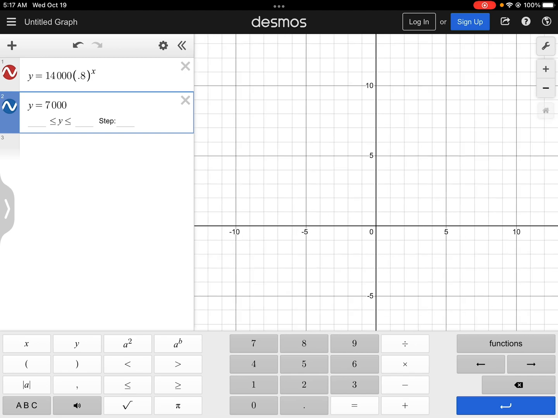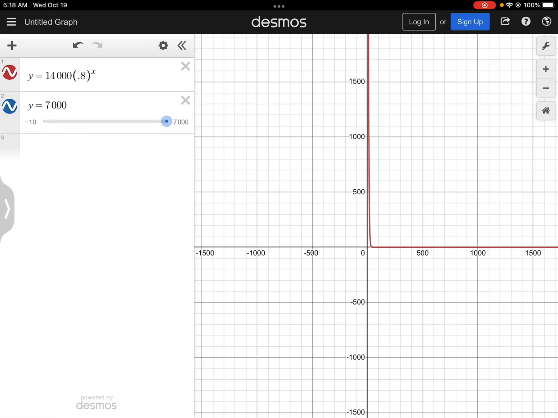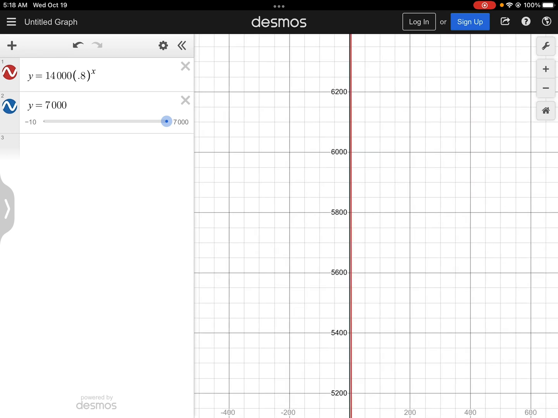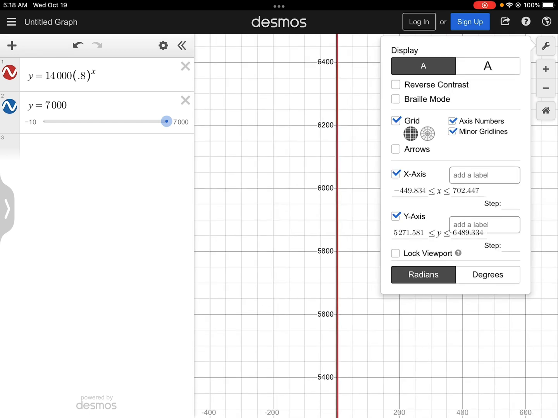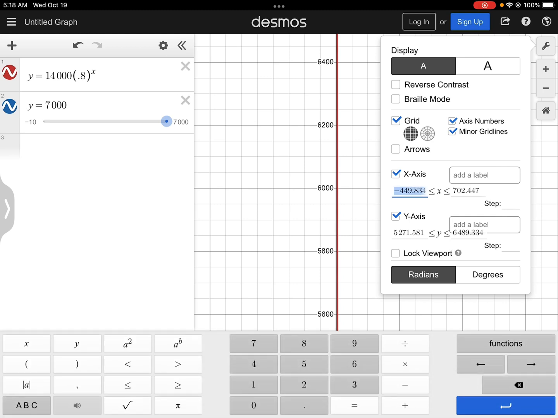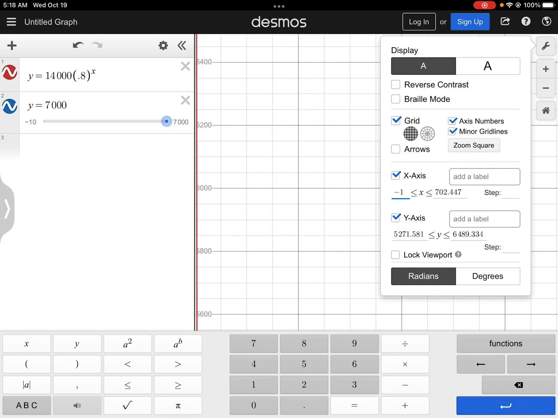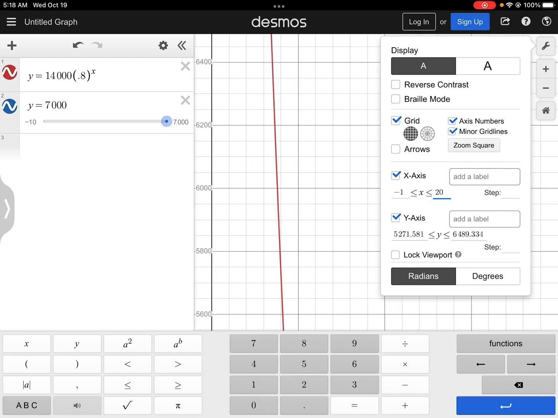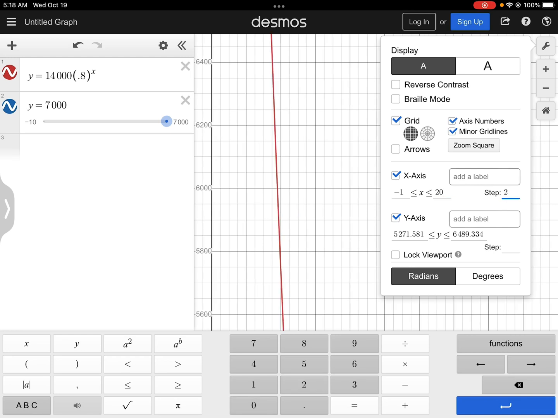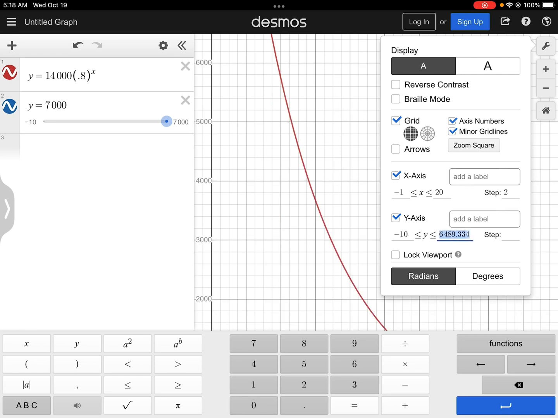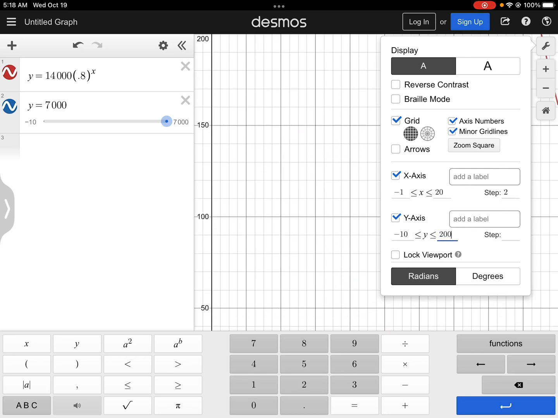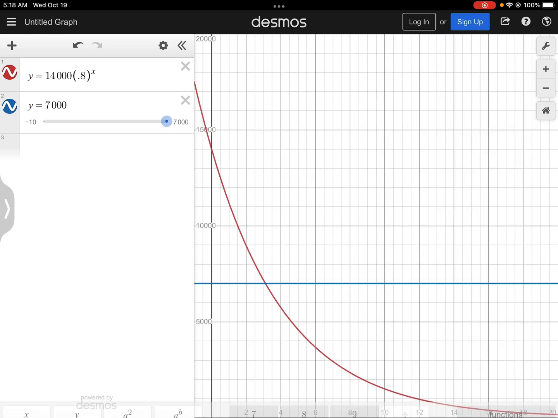And so then what we need to do is zoom out until we find out where we need to look. Actually, we can just adjust it. Let's adjust our x-axis to go from -1 to 20, and we'll count by 2s. Then we'll adjust our y-axis starting at -10, and we need to go up to at least 14,000, so we'll go up to 20,000, and there we have our graph.